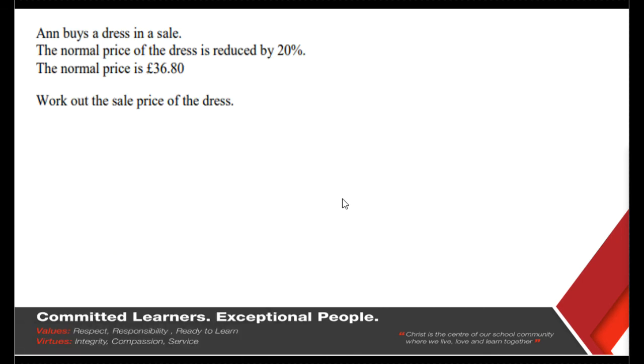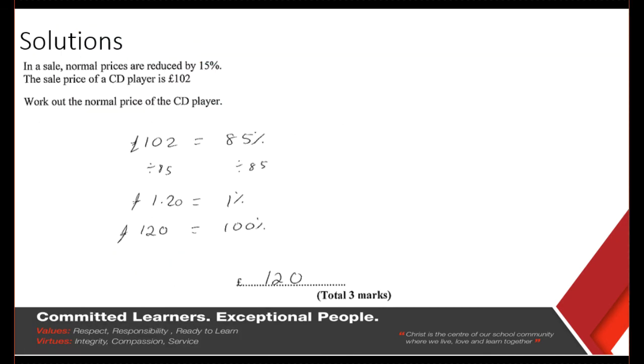Okay, so let's go through those answers then. So mark these in green. So here we have our starting point, because actually it's telling us that the sale price is £102. So my starting point is that 102 is equal to 85%. They found 1% and then times that by 100 to get the original price, or the normal price, is 120. So the key part of that is that your starting point here is the sale percentage, which is 85%.